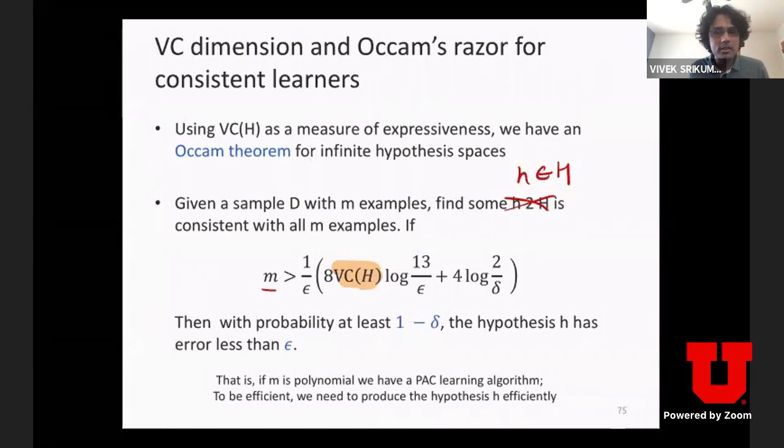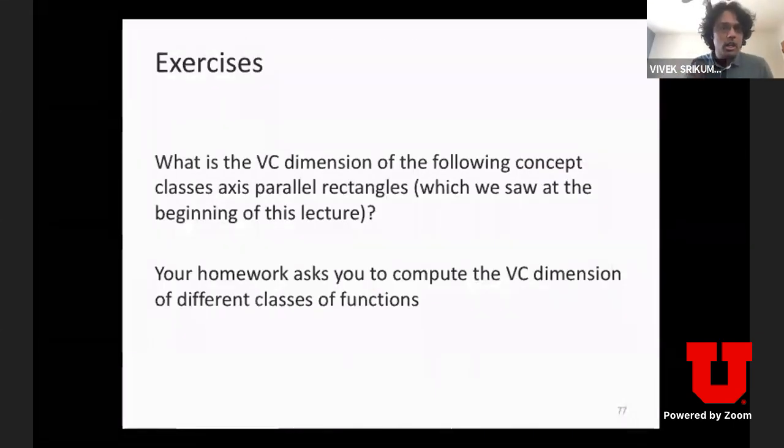Here, if the VC dimension gets really large, we need a lot more examples to guarantee that learning is going to succeed. And so in both cases, VC dimension behaves very much like the log of the size of the hypothesis class. Let me wrap up.